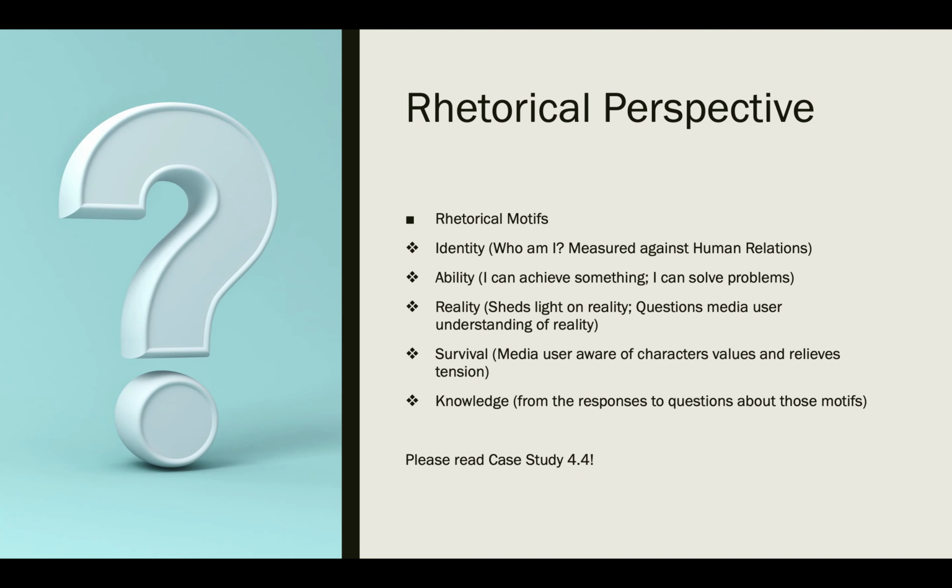When it comes to entertainment, we can break it down into different perspectives. The first perspective is the rhetorical perspective, which looks at whether the actual audience, viewer or media user would consider this to be experienced as entertainment. So the rhetorical motifs are, firstly, identity.